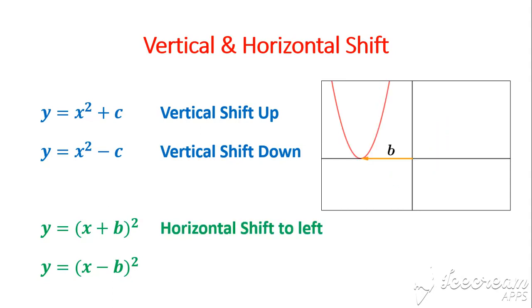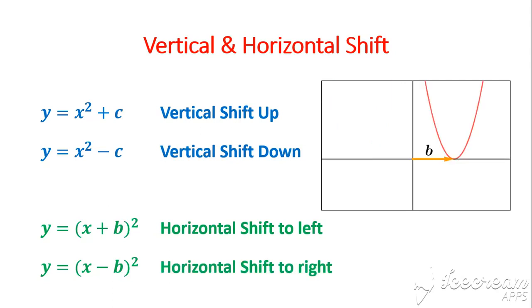If we have brackets x plus b inside brackets all squared, because it's a plus b, we're moving to the left, to the negative of whatever b is. Say b was plus 3, we'd move to the negative 3. And if b was a minus 4, for example, we're going to move to the right, a horizontal shift to the right, by 4 squares, if that's what b was.